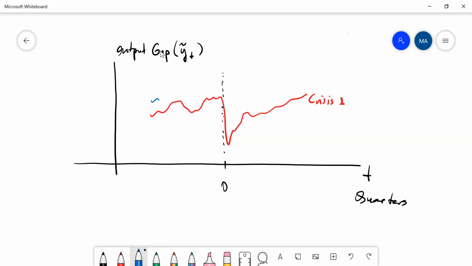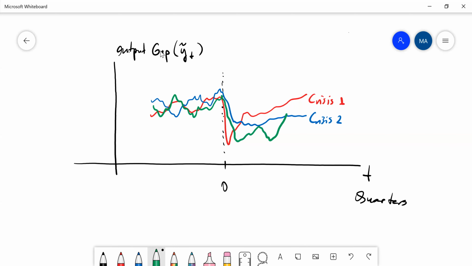In another crisis, you would have something like this. In another one, you would have this. Then t equals 0 has a particular meaning, right? So then t equals -14 also has a particular meaning. So it depends on how you take your model to the data.